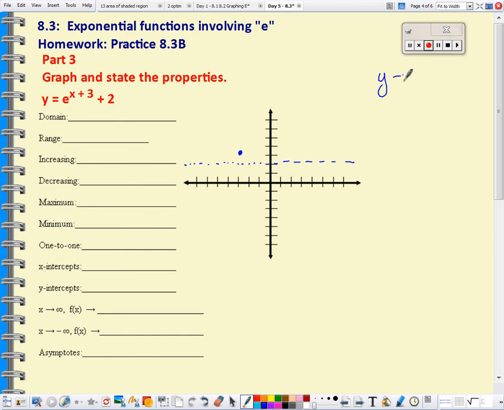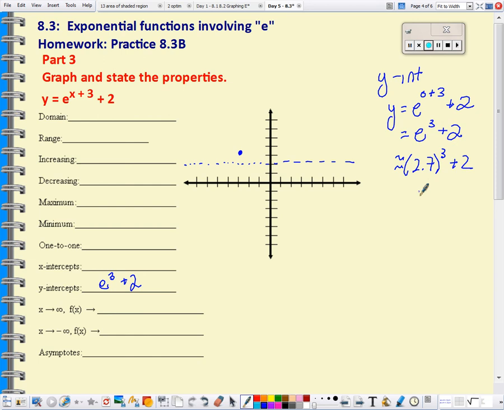So the y-intercept is when x is 0. That's e to the third plus 2. Now I can leave this exact for when I have my y-intercept down here. But if I want to estimate that to plot the point, I know e is 2.7. So I'm going to round that in my head to 3.